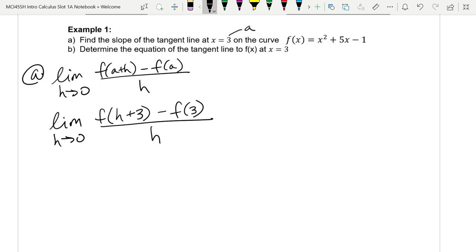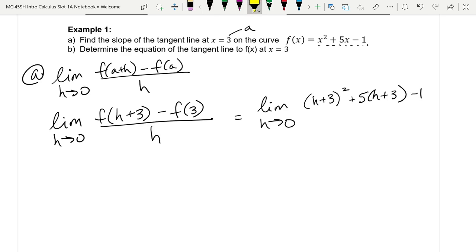Okay, so now I'm going to actually plug that in. So that's the limit as h approaches 0 of, okay, so f of h plus 3. So I go to this function, and I plug h plus 3 in where the variable is. So instead of x squared, I have h plus 3 squared. Instead of 5 times x, I have 5 times h plus 3. And then there's still a minus 1. So this part here just took care of that.